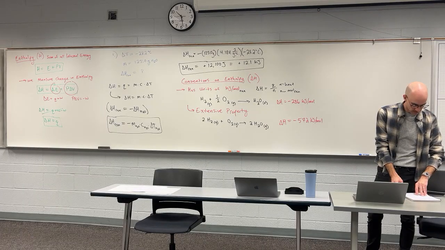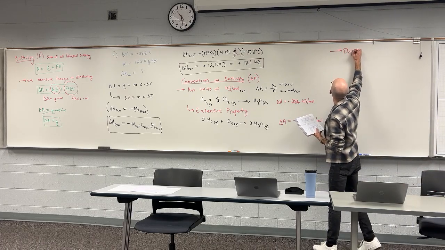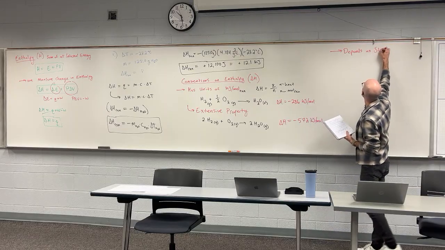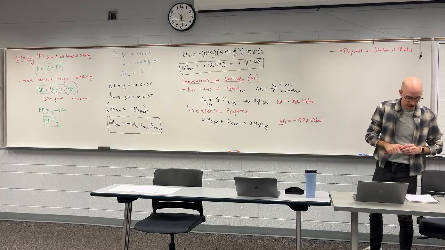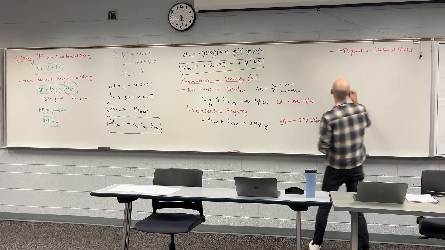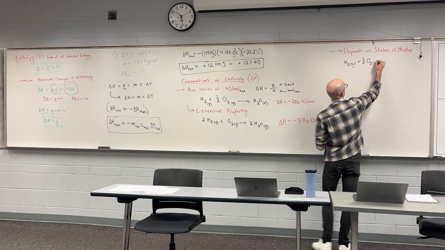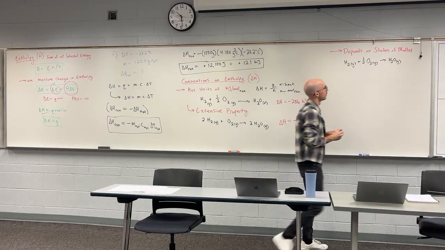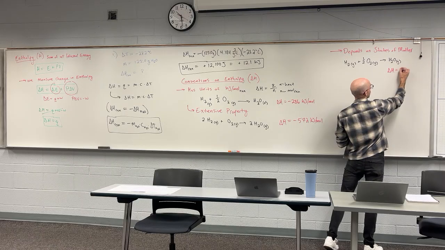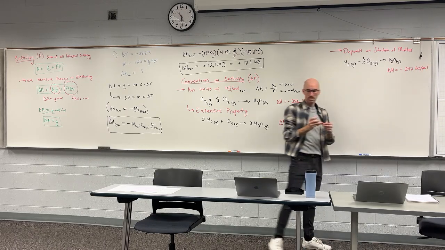One more thing. Oh, you know what? Actually, here, I have a good example for that. Let's rewrite this equation. H2 gas plus 1/2 O2 gas forms 1 mole of H2O gas. The enthalpy for this reaction is negative 242 kilojoules per mole.